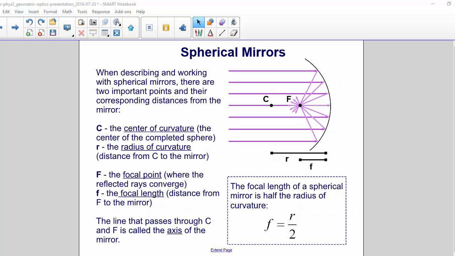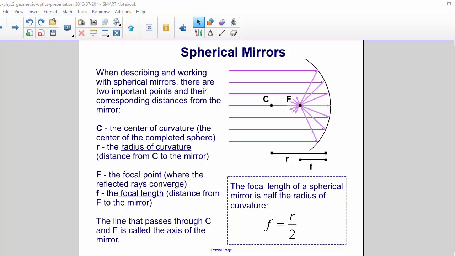When describing and working with spherical mirrors, there are two important points and their corresponding distances from the mirror. C is the center of curvature. It means the center of the completed sphere. R is the radius of curvature, the distance from C to the mirror. Capital F is the focal point, where the reflected rays converge, and lowercase f is the focal length, the distance from F to the mirror.